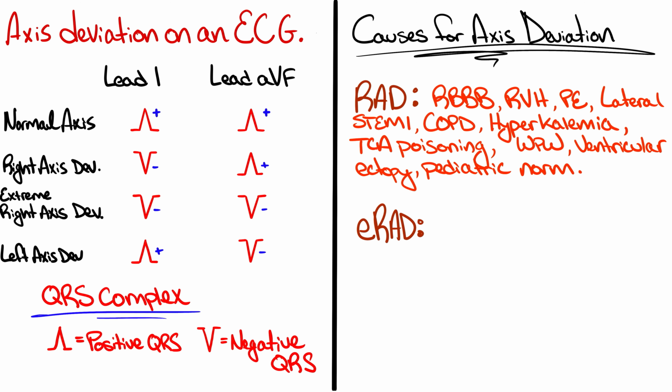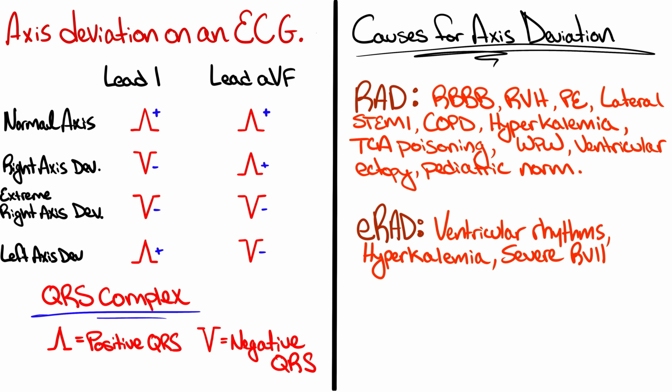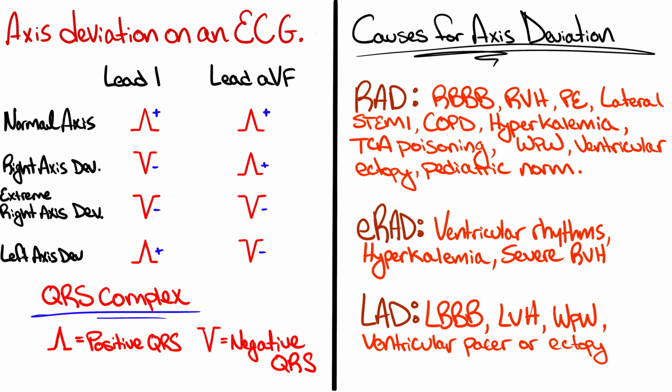Extreme right axis deviation is caused by ventricular rhythms, hyperkalemia, and severe right ventricular hypertrophy. Lastly, left axis deviation can be caused by a left bundle branch block, left ventricular hypertrophy, Wolff-Parkinson-White disease, and a ventricular pacer or ventricular ectopy, and an inferior MI.